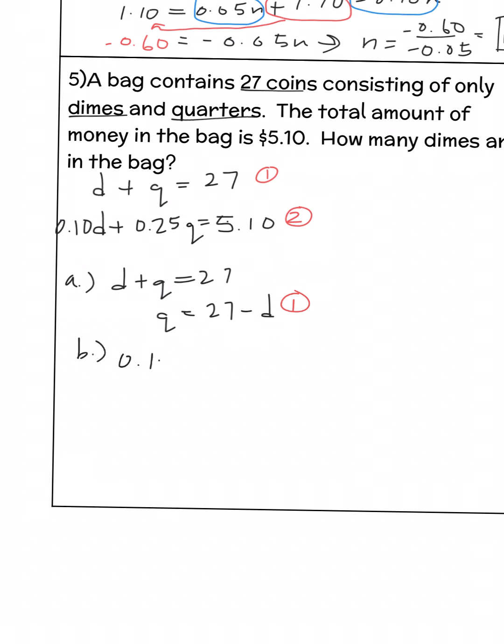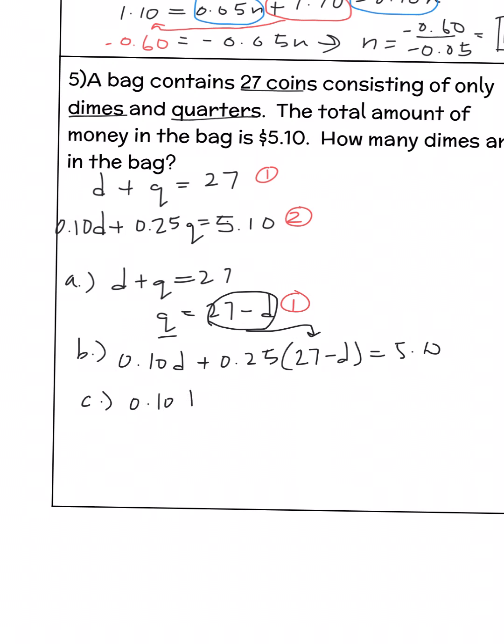So 0.10D plus 0.25. It used to be a Q after that. Now what I write instead is 27 minus D, and that equals 5.10. Again, I'm doing a substitution rule, and I'm writing it here for Q. Then in part C, I'm going to distribute and combine like terms.